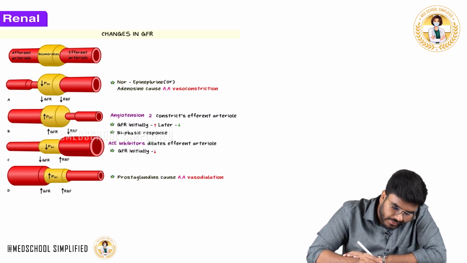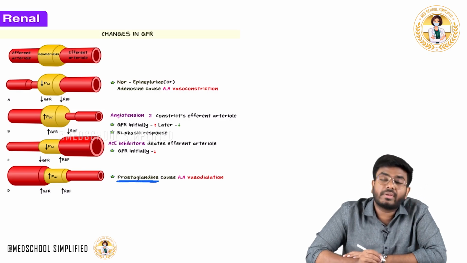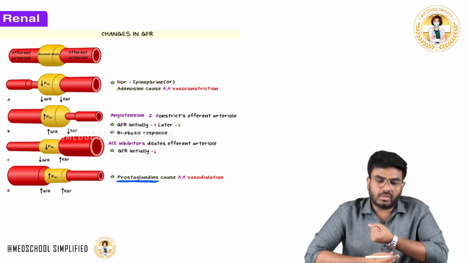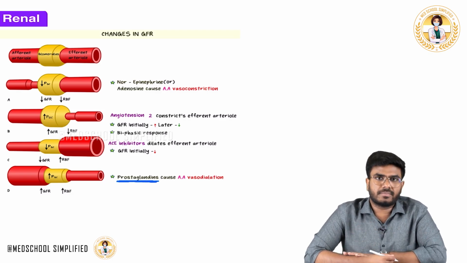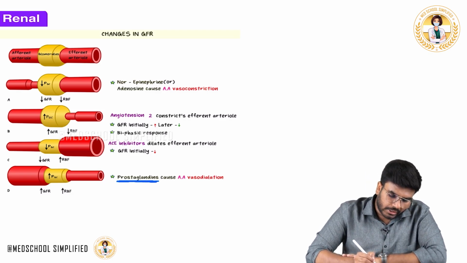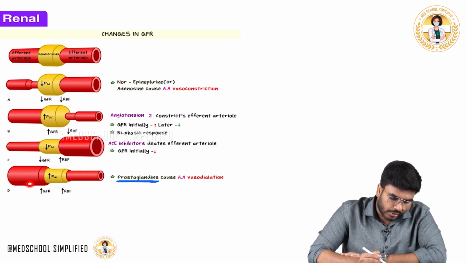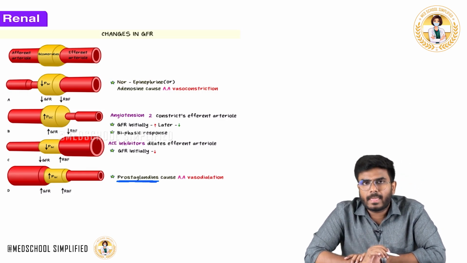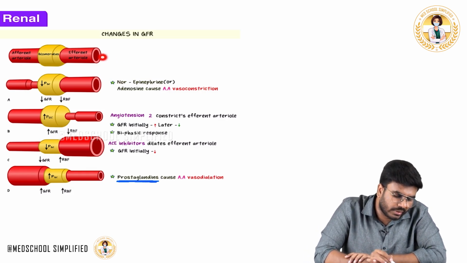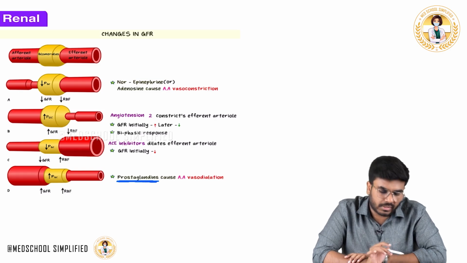Now the question is, who is going to cause the afferent arteriolar vasodilation? It is caused by prostaglandins. Prostaglandins act on the afferent arteriole and cause afferent arteriolar vasodilation. Now, the afferent arteriole part is completed: afferent arteriolar constriction and afferent arteriolar dilation, both are completed. Now let's talk about the efferent arteriole. The efferent arteriole takes the blood away from the glomerulus.